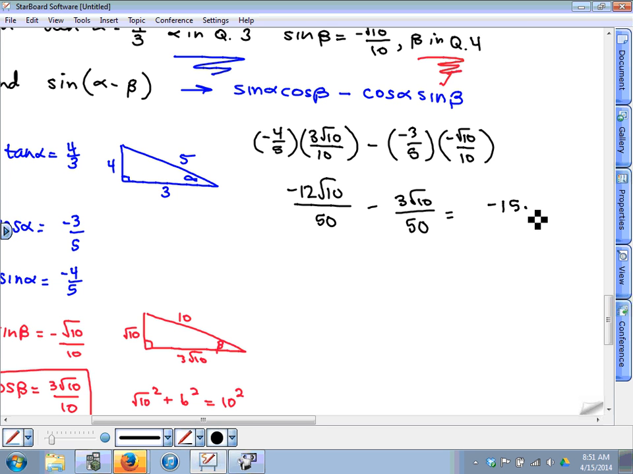Exactly, negative 15 square roots of 10 all over 50. But wait, we're not done. Simplify that fraction. Divide everything by 5, and you get negative 3 square roots of 10.